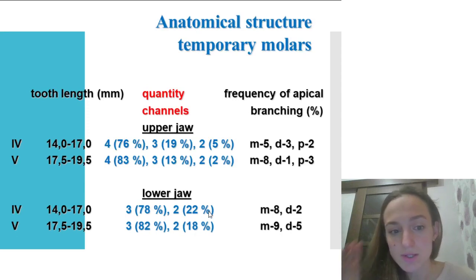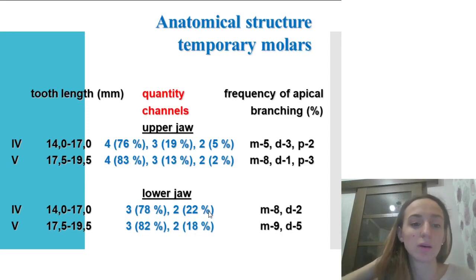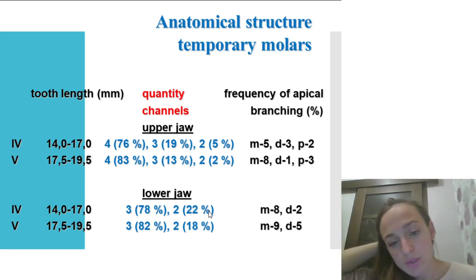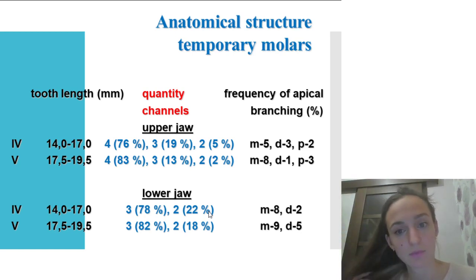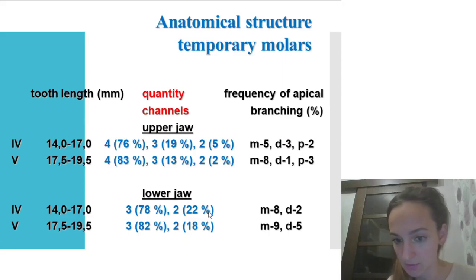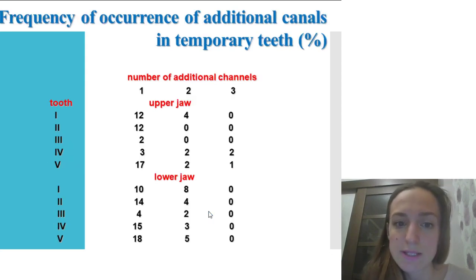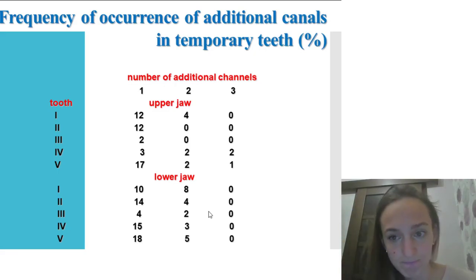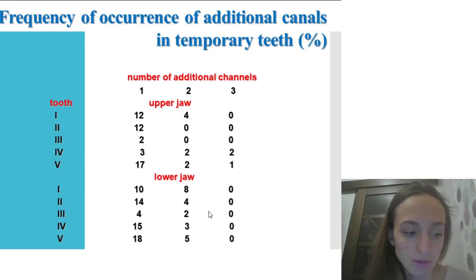Then temporary molars also. Of course, when you work in endodontic practice, you should use an apex locator and X-ray. So these millimeters, they are only medium points, okay? So frequency of occurrence of additional canals in temporary teeth. Here are percentages. Also please write.